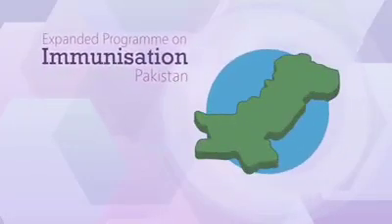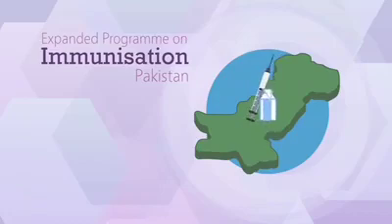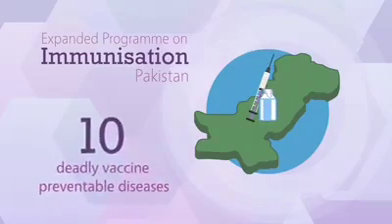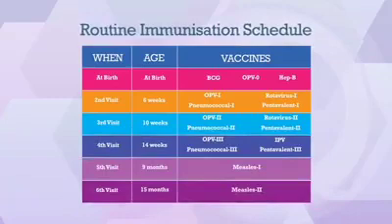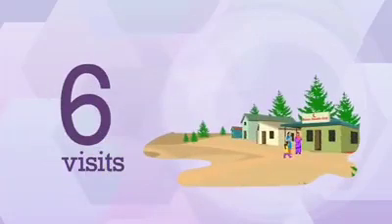The expanded program on immunization Pakistan provides free vaccines for children to protect them from 10 deadly vaccine-preventable diseases. To administer these free vaccines, EPI has developed an immunization schedule for children from birth till 15 months of age which includes 6 visits to a public health facility.